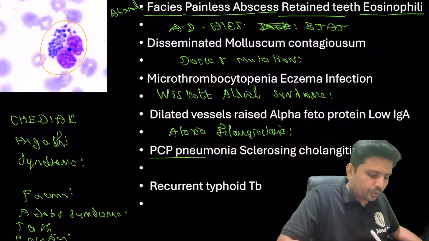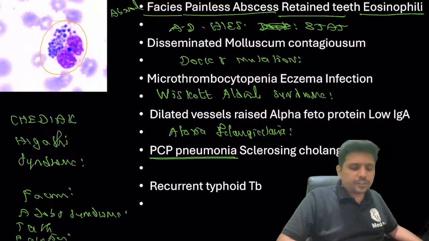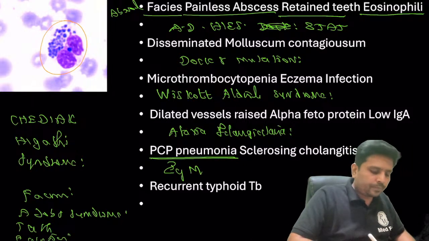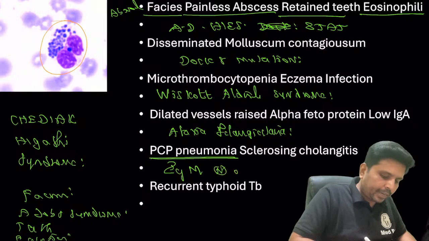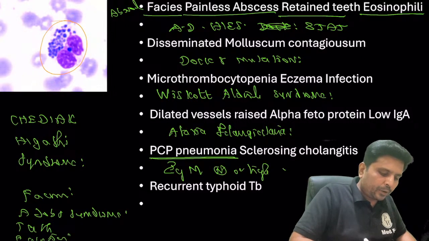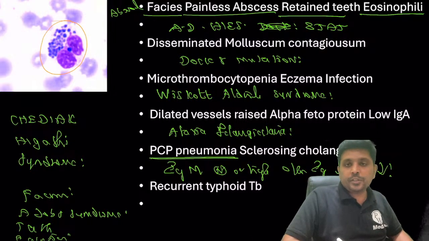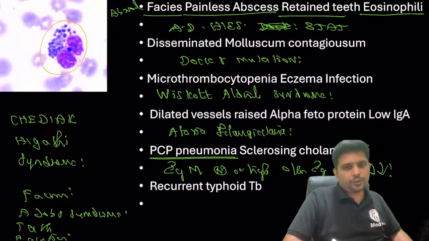So what is this? The child is prone to pneumocystis carinii pneumonia, and IgM is normal or high, whereas other immunoglobulins are low. This is called hyper IgM syndrome.